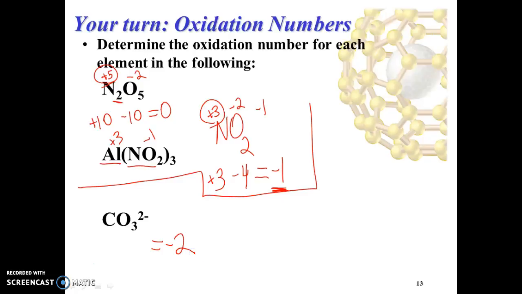-2. Oxygen gets priority to be -2. So since I have three -2s, that adds up to -6. And since this whole thing has to add up to -2, that means the carbon must be a +4. And again, since there's only one carbon here, that means the oxidation state on this carbon is +4.